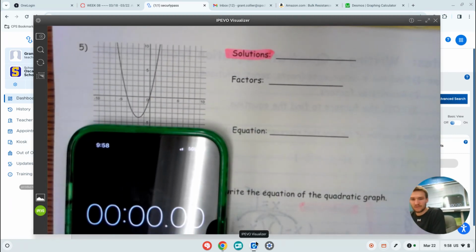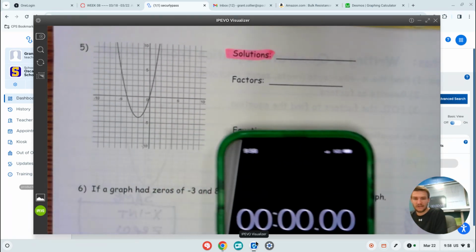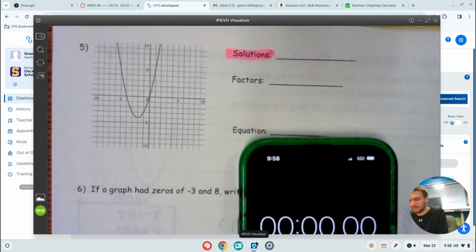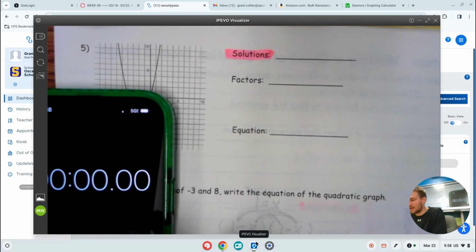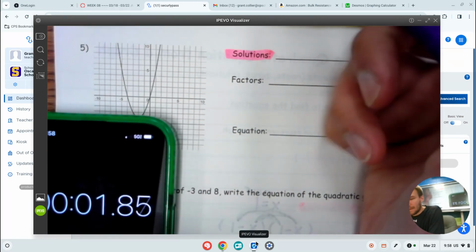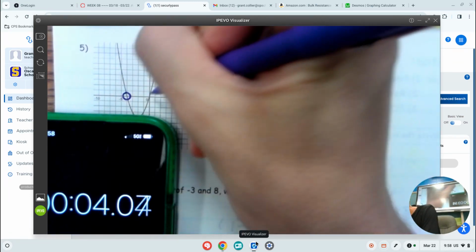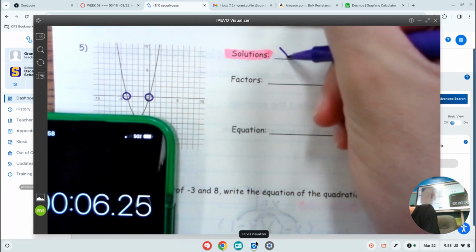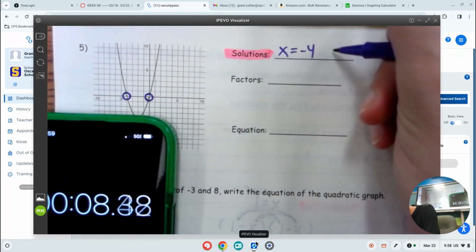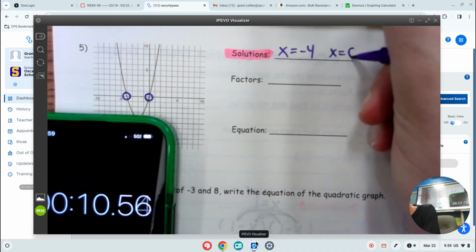A little bit of a glare. There we go. Well, now I can't really write. We'll do it over here. Go! My graph looks like it's here and here. That's going to be x equals -4 and x equals 0.